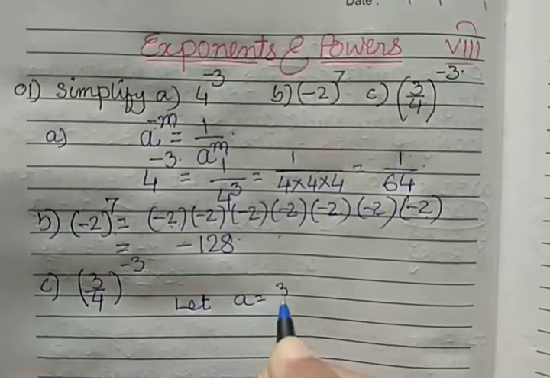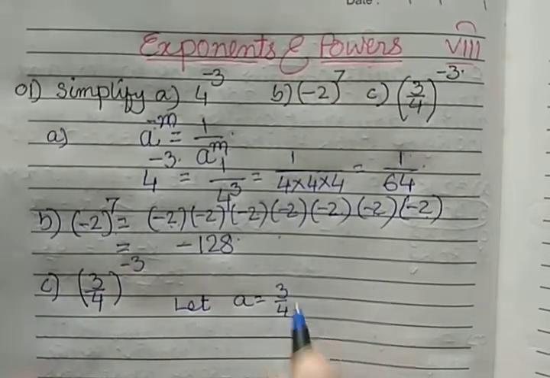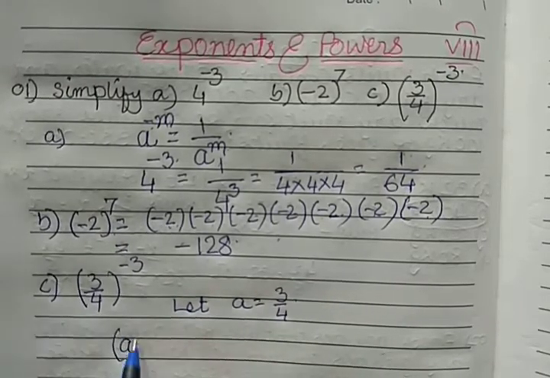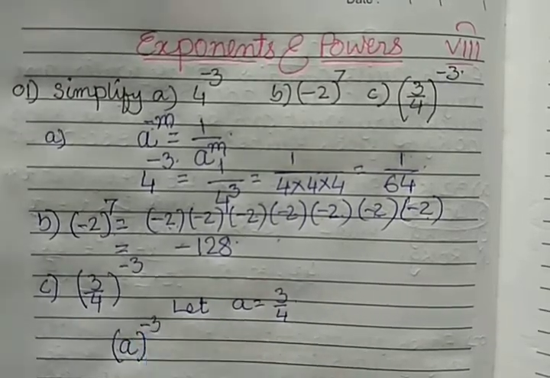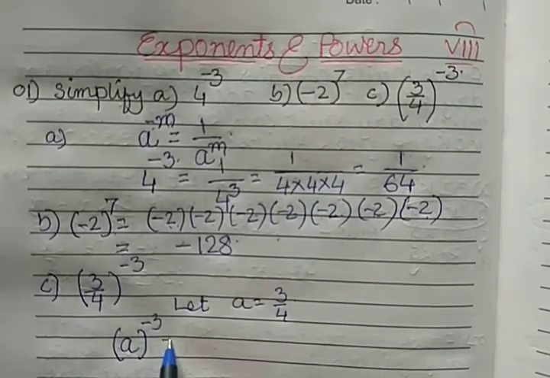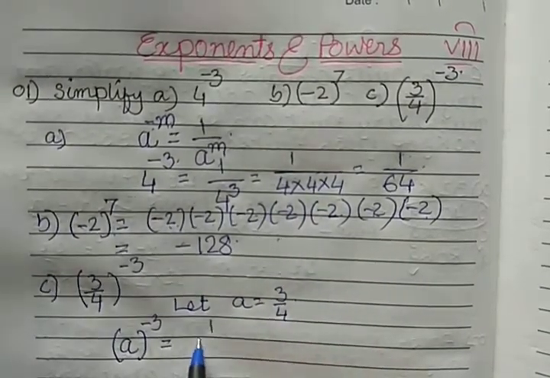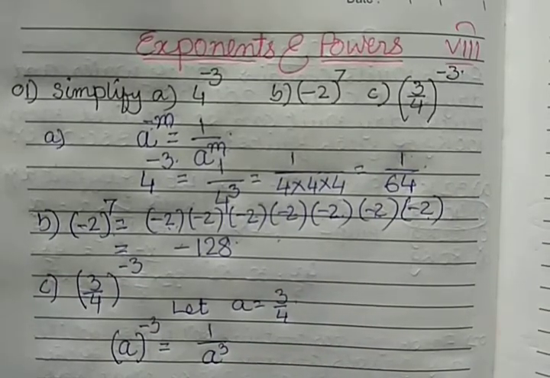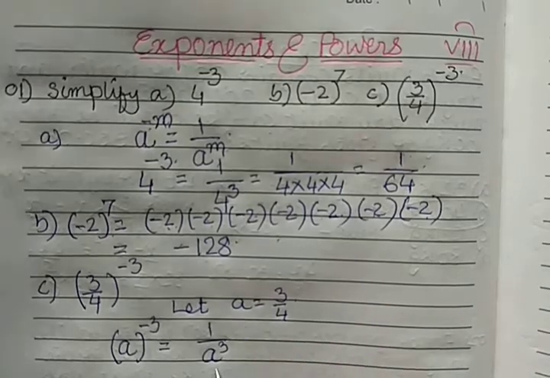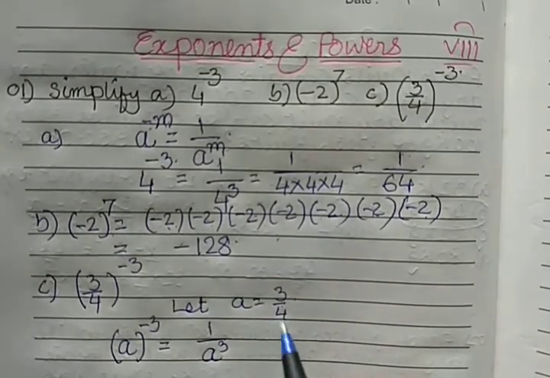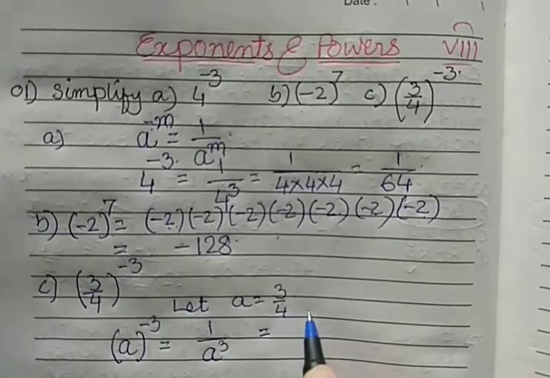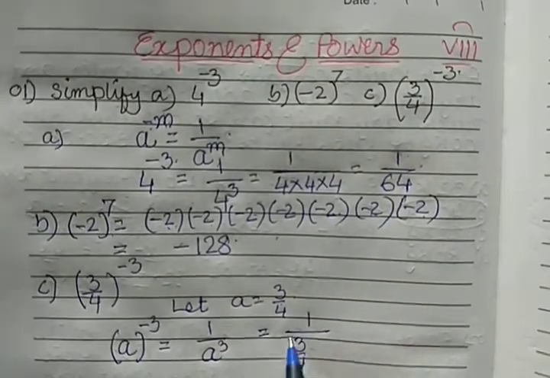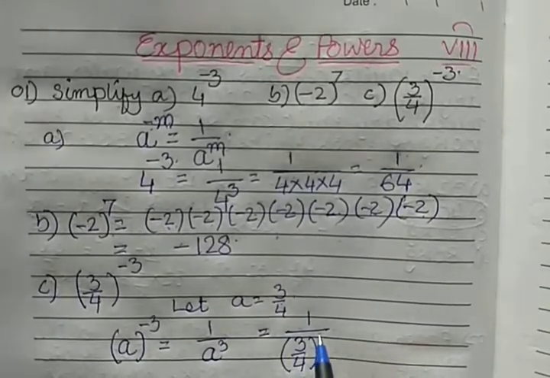So let a be equal to 3 by 4. So what do you get? A to the power of minus 3 is equal to what? 1 by a cube. Now in place of a, replace by 3 by 4. So what do you get? 1 by 3 by 4 whole cube.